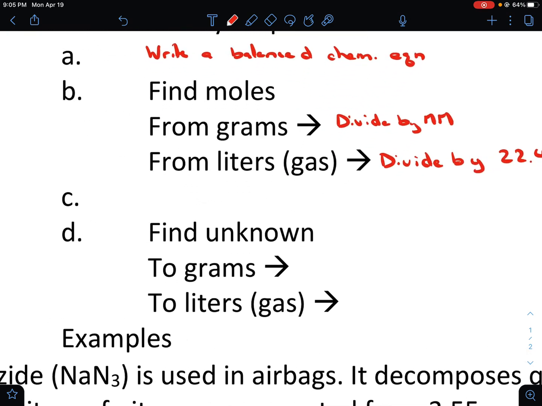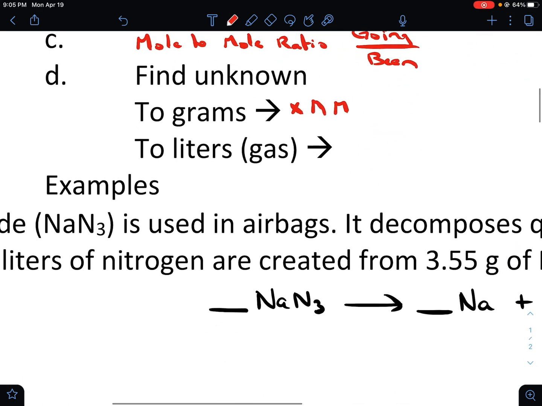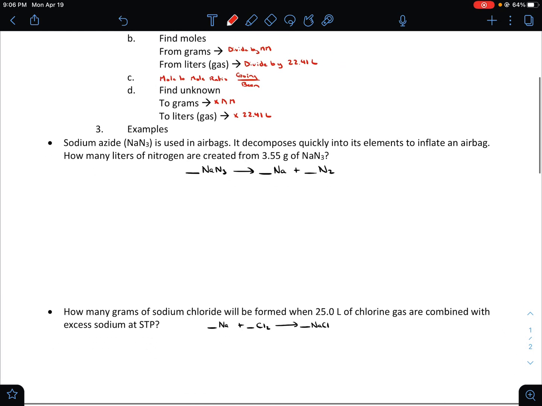Step 3 has not changed. This is our mole to mole ratio. And reviewing, remember this is where we put where we're going over where we've been. And then our last step is finding our unknown. In the first stoichiometry we did, we just did grams, so we multiplied by molar mass to get to grams. But this time we could also be finding liters of a gas, and so we could multiply by 22.41 liters. So let's see if we can apply these steps.